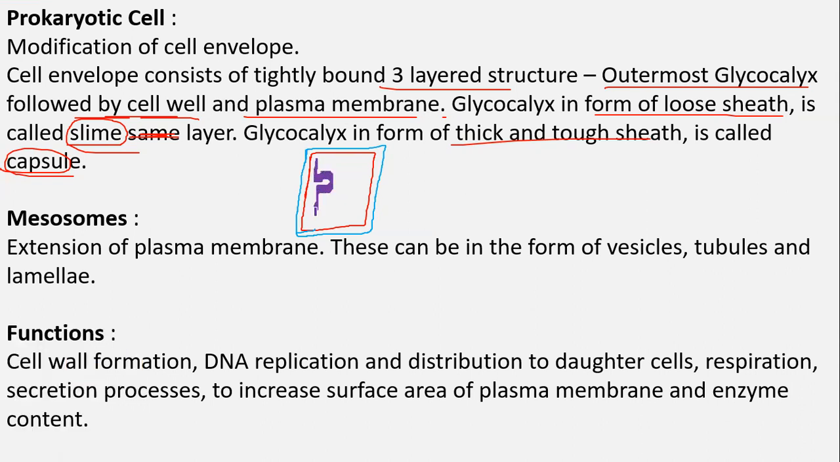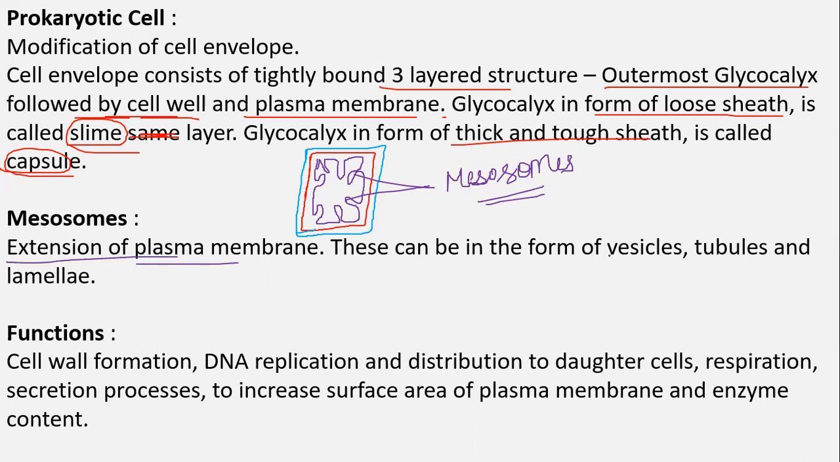I'll draw with the normal pen so that the content is clearer for you. Listen, everyone. The plasma membrane may extend into the cytoplasm of the cell as extensions, like this kind of extension we can see in the plasma membrane. These extensions of the plasma membrane you call the mesosomes. Mesosomes are the extensions of the plasma membrane. They can be in the form of vesicles, tubules, or lamellae.